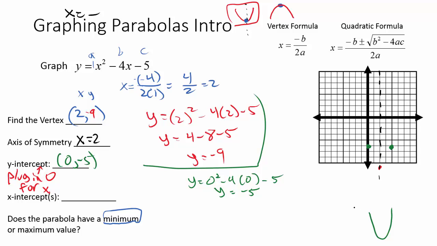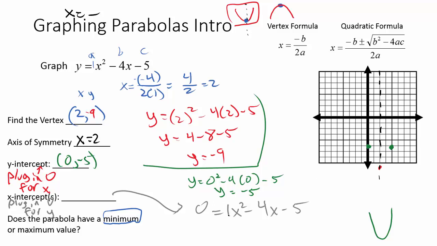We're just going to get a few more points. We're going to get the zeros, or the x-intercepts. So last but not least, to find the x-intercepts, we've got a few options. We should preface by saying that we're going to plug in 0 for y. If we plug in the 0, that will change this equation to 0 is equal to x squared minus 4x minus 5.